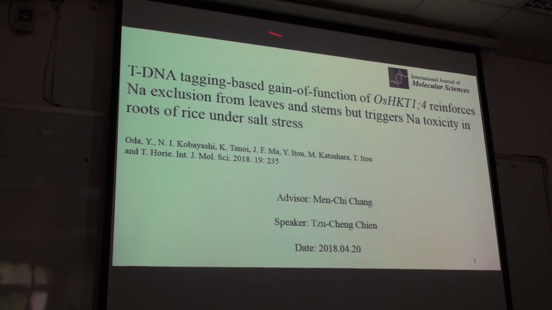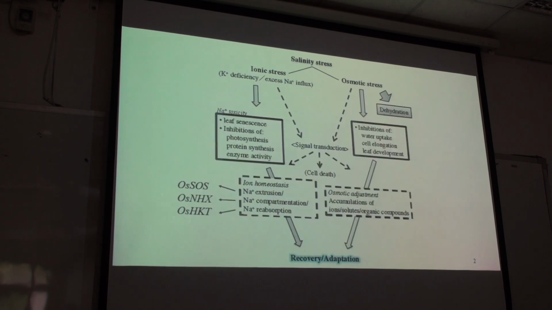And this paper is about the function of OsHKT1;4 in rice. When plants are under salinity stress, they suffer ionic and osmotic stress. The ionic stress may cause sodium ion toxicity, and the osmotic stress may cause dehydration. Today we focus on the ionic stress pathway. Sodium ion toxicity will inhibit protein synthesis and the plant's enzyme activity.